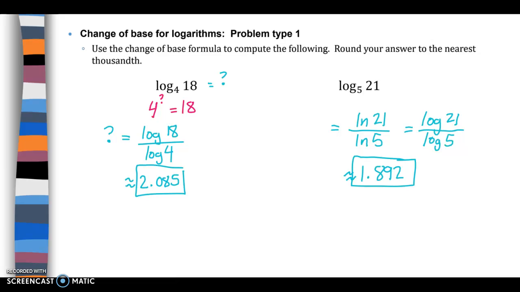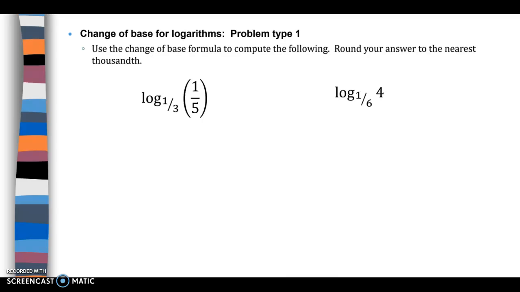Okay, let's do one more set of examples. So even though there are fractions, we're going to treat this the exact same way. And we're going to take the log base 10 of 1/5, divide it by the log base 10 of 1/3. That's our change of base formula. And it's going to be equal to 1.465.